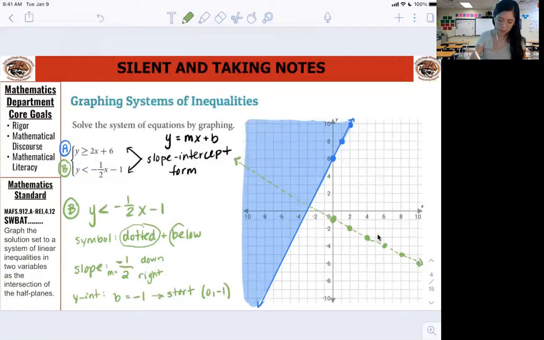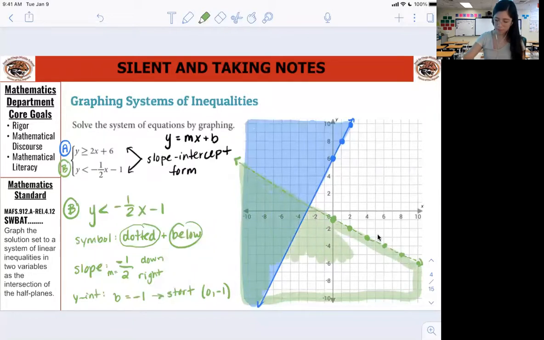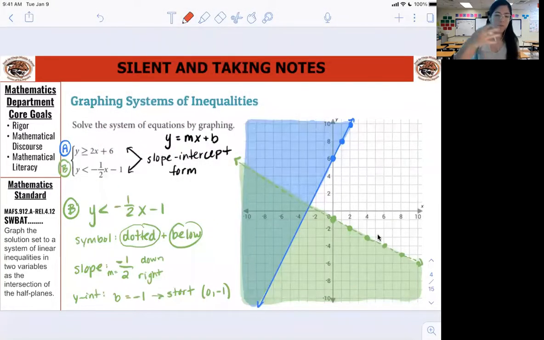And I'm shading it below. So remember, it's not just one part of it, it's everything underneath that green line. It gets shaded. And that is it. That is my graph. Do I have any questions before I move on? Any questions on how I got it? Any part at all? No questions?